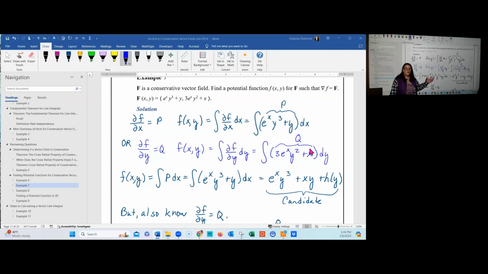Remember that if we were to undo this by taking the derivative with respect to x, the derivative of some function of y would simply be 0 and it would be gone, and we would get back to the original integrand.